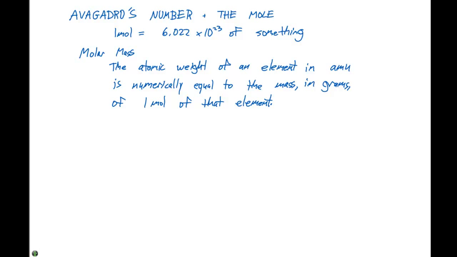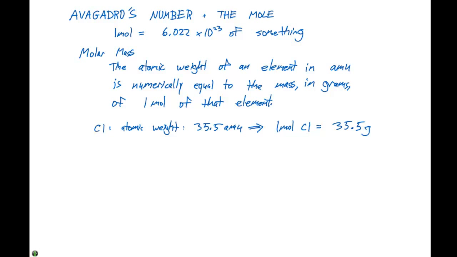So what we can say is this. If I have 1 atom of chlorine, we know its atomic weight, or the mass of one of those atoms, is 35.5 AMU. What this definition tells us is if we have 1 mole of chlorine, it's going to be numerically equal to this mass in grams. So 1 mole of chlorine is going to be 35.5 grams.